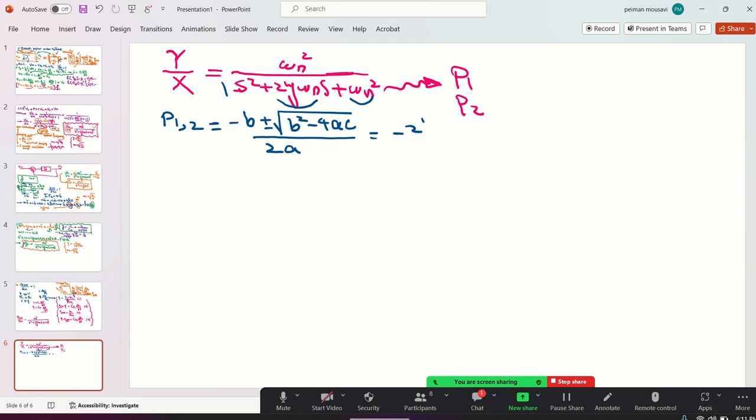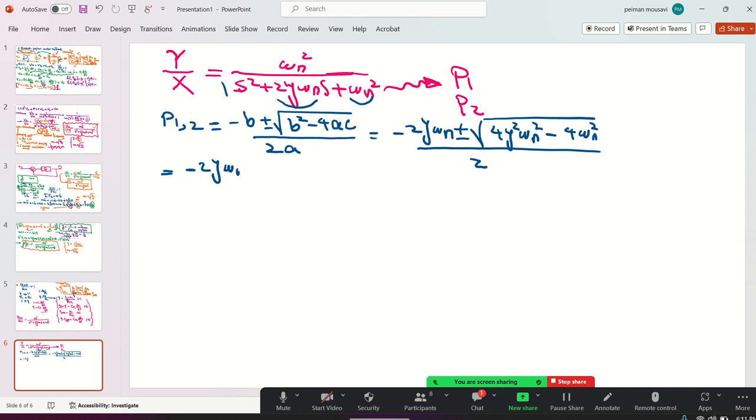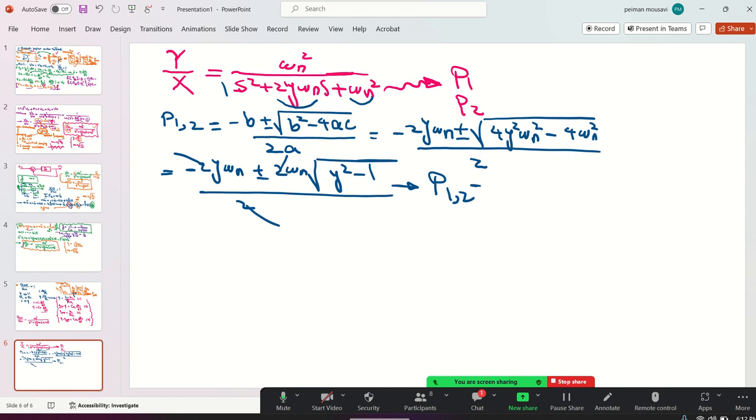So it's going to be minus 2 zeta omega n plus minus the square root of 4 zeta squared omega n squared minus 4 omega n squared, divided by 2. This equals, if you factor out 4 omega n squared from here, it's going to be 2 omega n, that's right, times the square root of zeta squared minus 1, divided by 2. The 2s cancel, and you have the two poles of the second order system: minus zeta omega n, can be an RLC circuit, can be a spring mass damper, can be two tanks in series, I don't care, this is a control class, plus minus omega n square root of zeta squared minus 1.